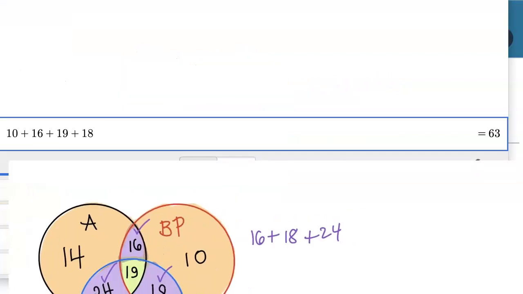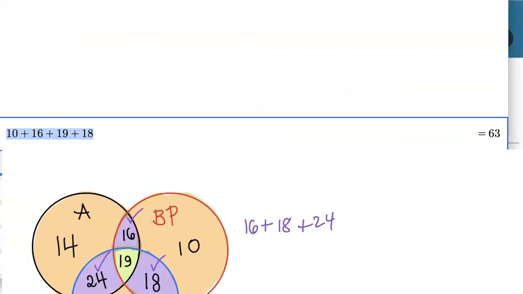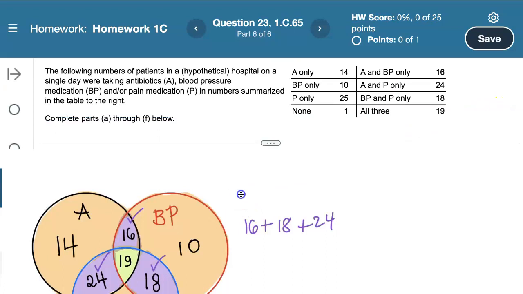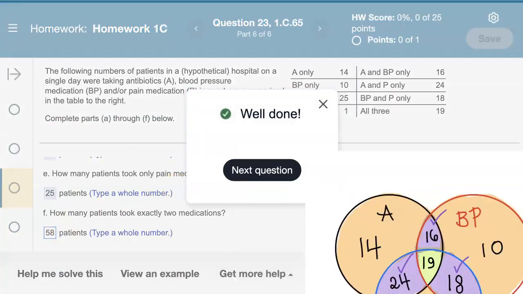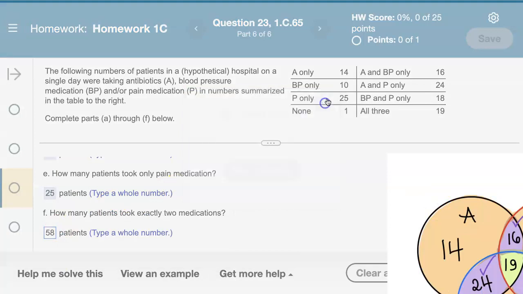So for this question, we have to make sure that we have the right picture so that we can be adding numbers to find the answer to the other parts. So the answer for the last part is 58. And that is it for question number 23.